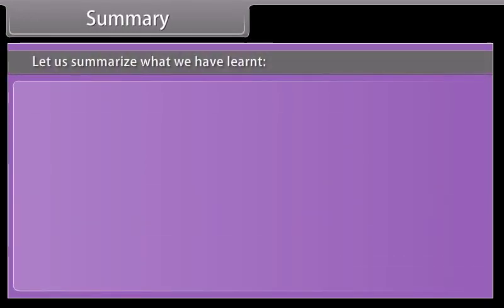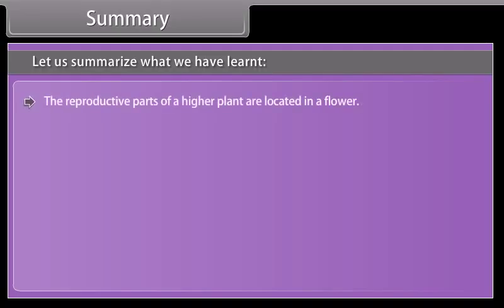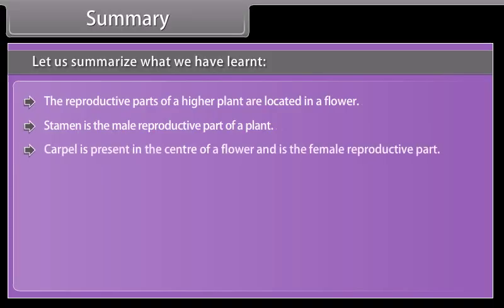Summary. Let us summarize what we have learned. The reproductive parts of a higher plant are located in a flower. Stamen is the male reproductive part of a plant. Carpel is present in the center of a flower and is the female reproductive part.